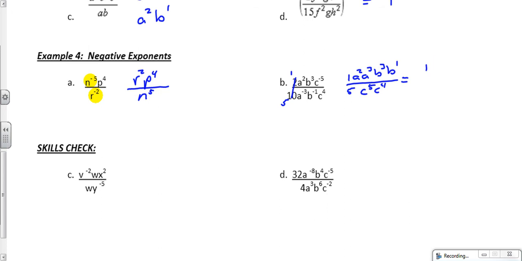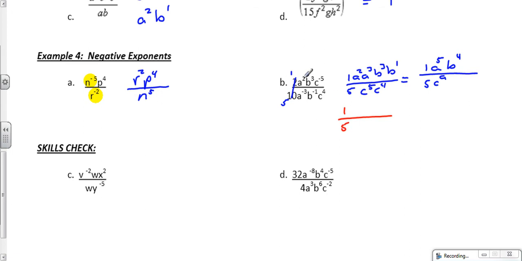Now, I still have 1 on top, 5 in the bottom. I now have a to the fifth. Notice I'm adding exponents now. B to the fourth. And down below we have c to the ninth. Now there's one other way to do this, and I'm going to show it to you in case you would prefer to do that. Alright, I have 1, and again 5 below.